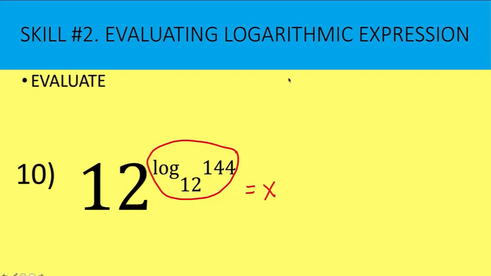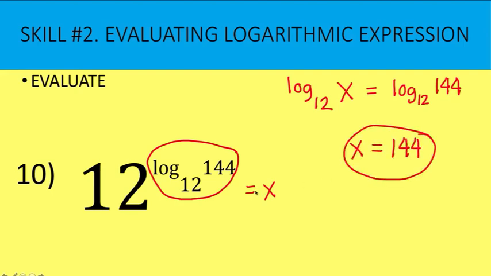Writing now in logarithm, we can write the log to the base 12 of x is equal to the exponent, log to the base 12 of 144. So notice now the form, log 12, they're the same. So that means x must be equal to this number. So we know that x is 144. And since we equated this expression to x, then this entire expression is 144.